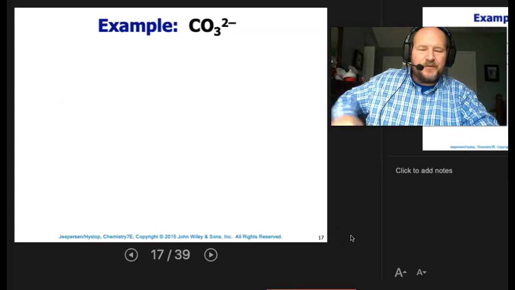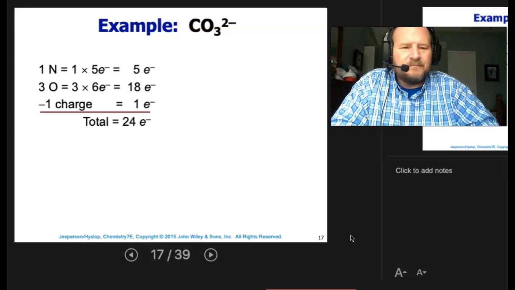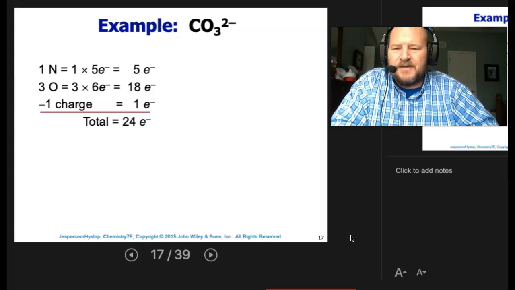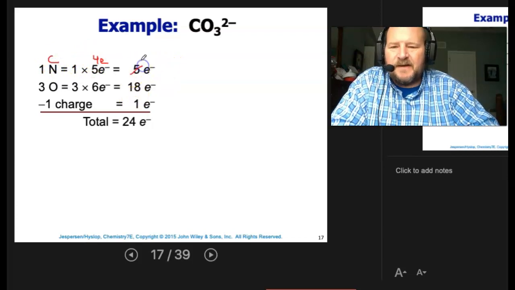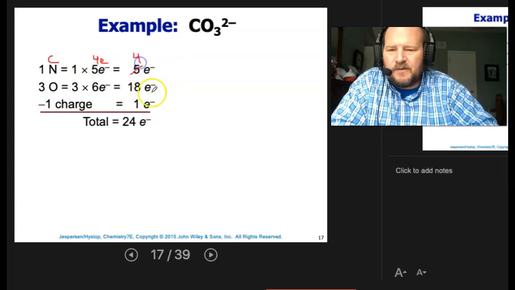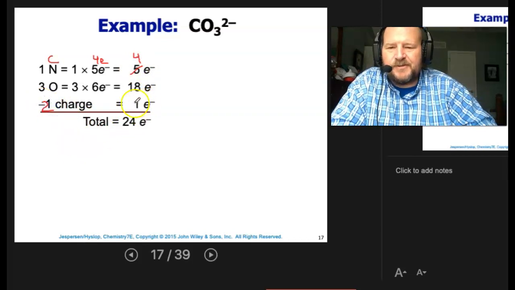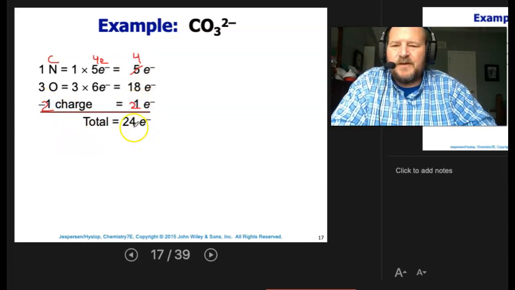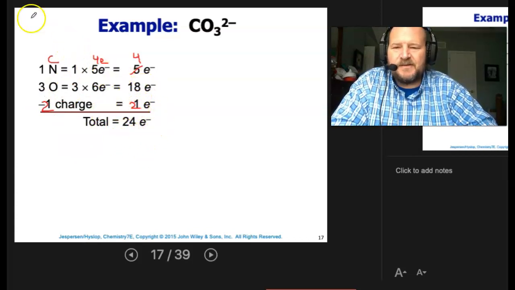All right, let's take a look at another example. So CO3 2-. And I see we have a typo on the slide. So this should be carbon at 4 electrons. It doesn't give us 5, it gives us 4. And then we have a -2 charge, so that's going to give us 2. Luckily, we still end up with the same electron count, 24 electrons.